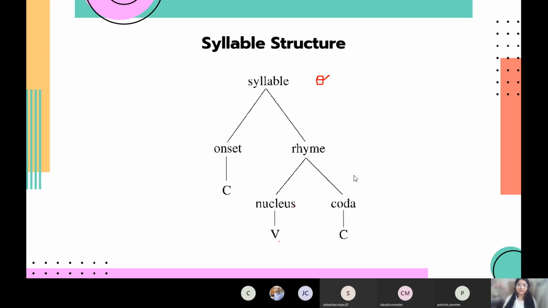In all languages, the onset is always present, but in the case of English, sometimes we may have an onset or a coda present. The onset and the coda are optional in English. All this structure that you are seeing here is called a tree diagram.